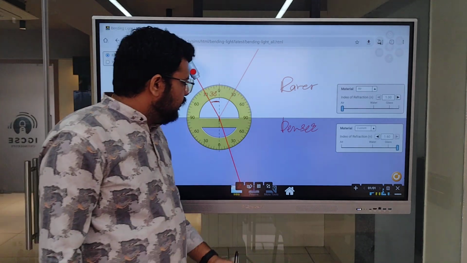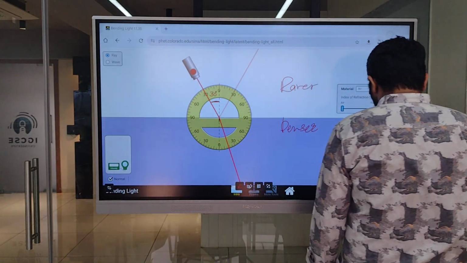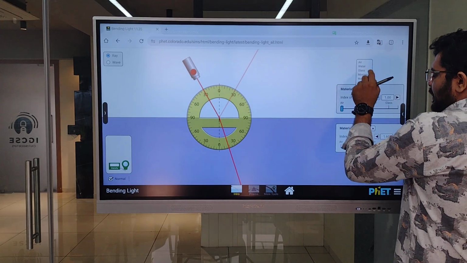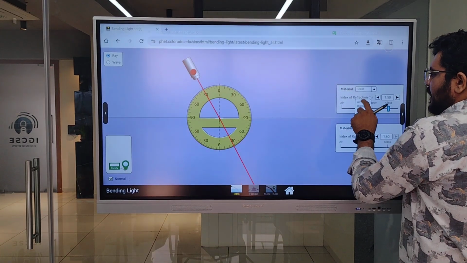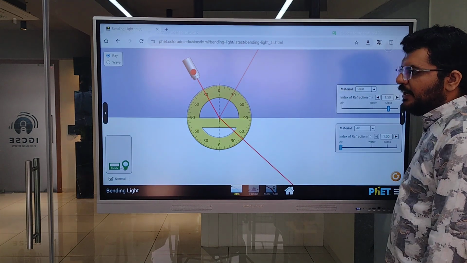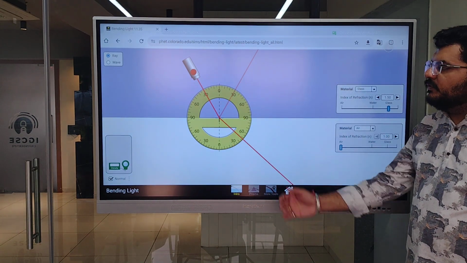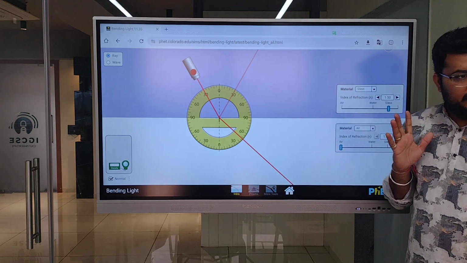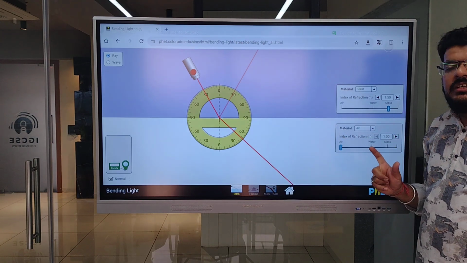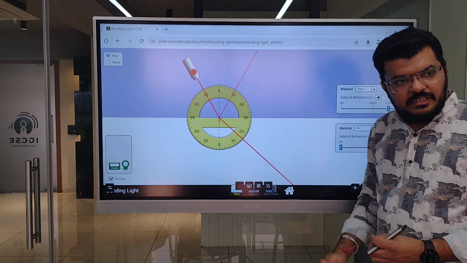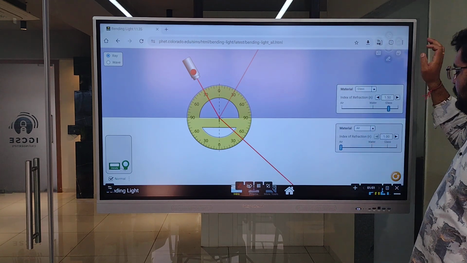What if the light was going from, let's say this was my glass and this was air, then what would happen to light? It will go away from the normal, because it is going from denser to rarer. Now just like the law of reflection, there is a law of refraction.